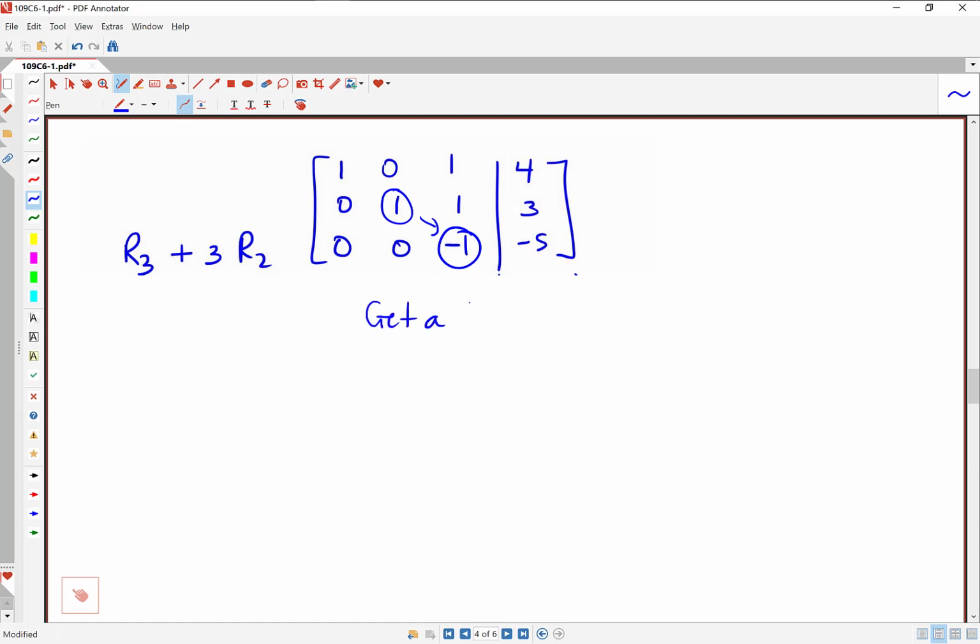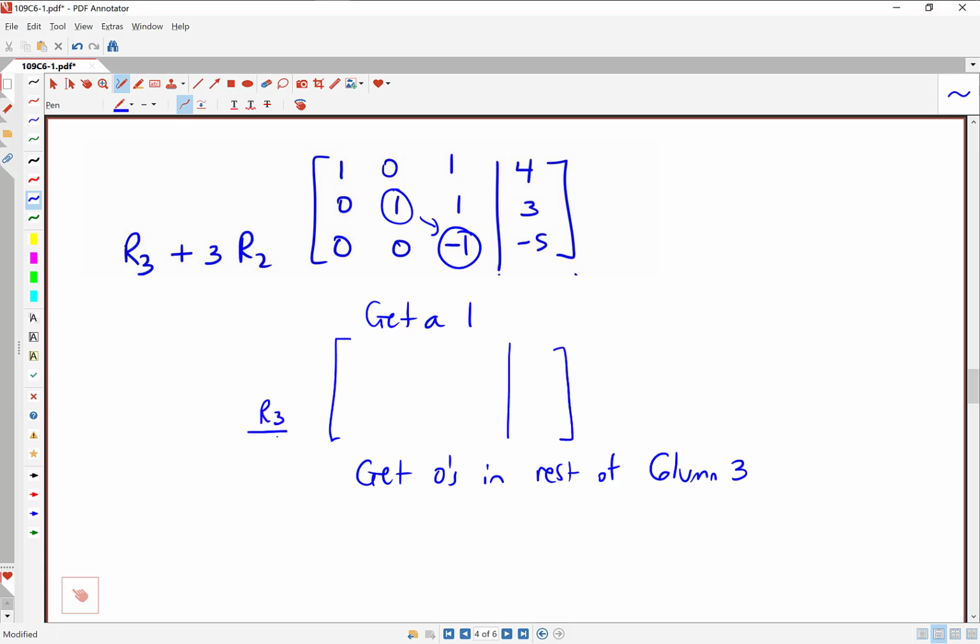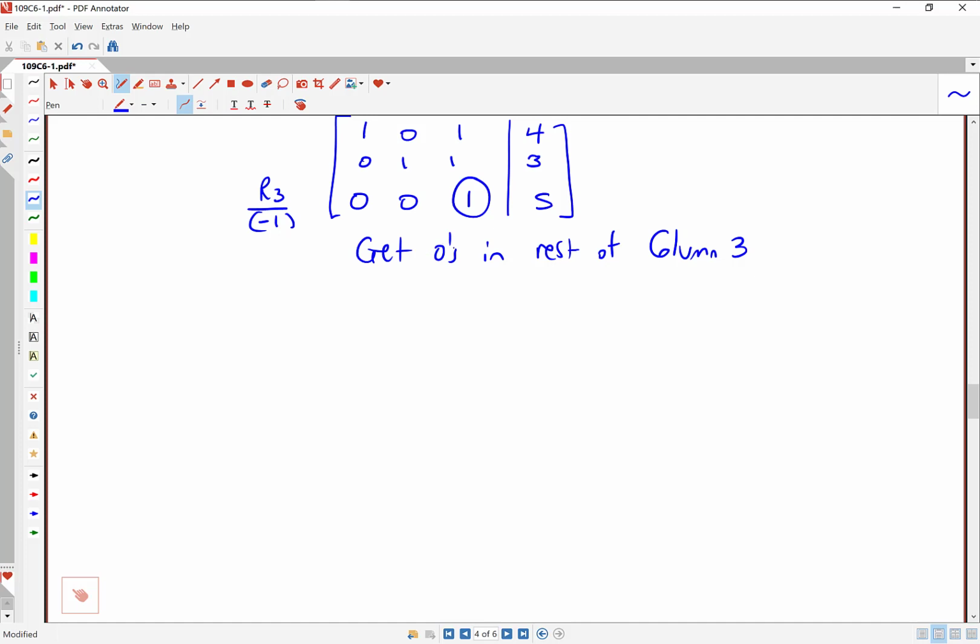So again, the pattern will be to get a 1 and then to get zeros in the rest of column 3. So the way we're going to get a 1 is we're just going to divide our row through by an appropriate number. If we divide row 3 by negative 1, that'll be perfect just to create a 1 for us. So we're going to have 0, 0, 1, and 5. And the top 2 rows are not changing, so we'll just recopy those. And now our final goal is to get zeros in the rest of column 3. So we need to get rid of these 2 1s that are sitting in the other positions.